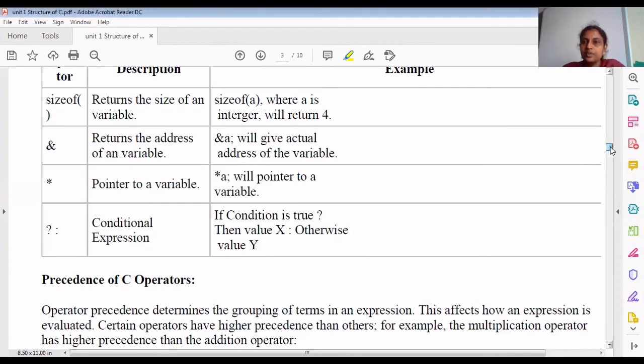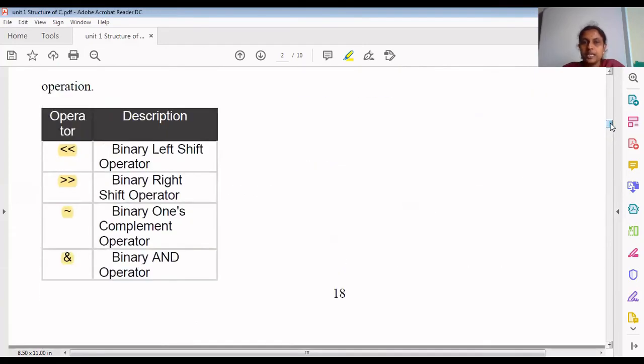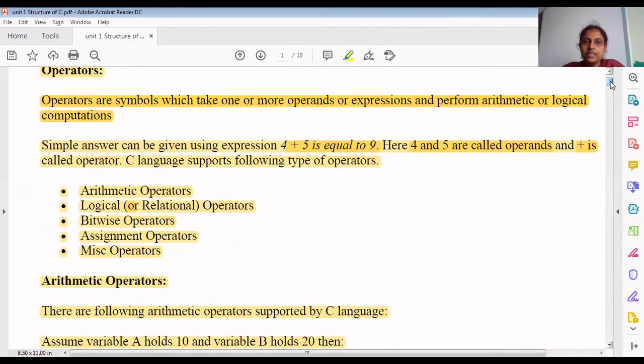So these are the different operators. So today's session, we started with the concept of operators. We have seen arithmetic operator, logical operator, relational operator, bitwise operator, assignment operator, and miscellaneous operators. Under miscellaneous operator, the main important thing is sizeof operator. That conditional operator, what we saw, that is very important.